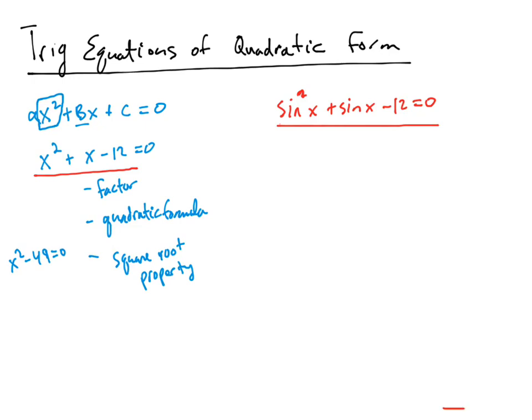So to factor the algebraic equation, we're going to say x plus 4, x minus 3, and then we set each equation equal to 0 to solve. Okay, so it's going to be a similar idea when we have a trig equation. So let's look at a few examples of this.